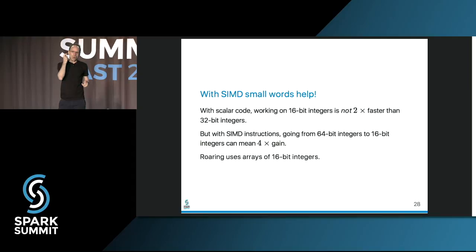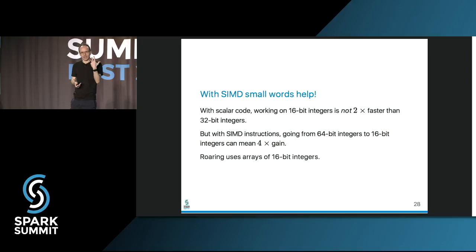One of the reasons why it can be really powerful for us, for example, is that I told you that we were using arrays of 16-bit integers. Now, normally, using small values like 16 bits does not help performance at all, because in scalar code, if anything, it makes things slower. But if you work with vector instructions, it just means that in a given vector register you can store twice as many values, which means that you can go at maybe twice the speed. So that's a really nice trick.